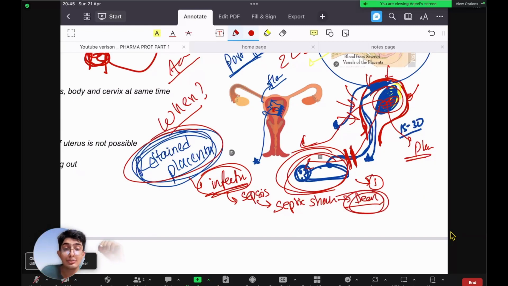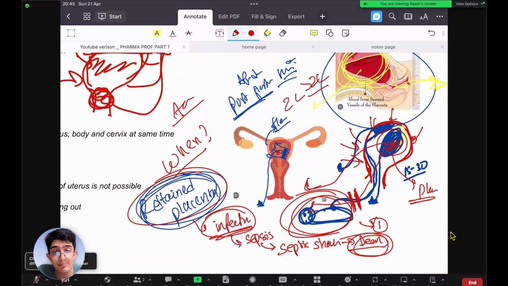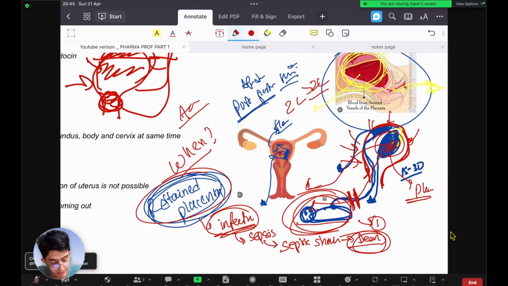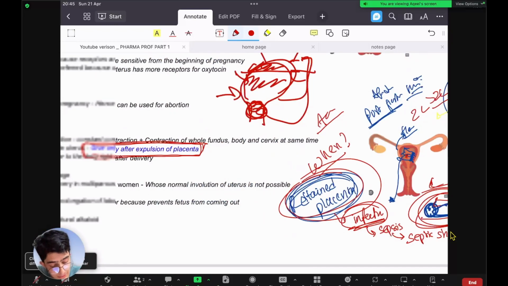So you should always remember that you should only give ergometrine after the delivery of the placenta, so that you don't accidentally keep bits of the placenta, right? You have to wait until the baby is delivered, then wait for 15 to 20 minutes until the placenta is delivered, and only then do you give ergometrine to prevent this retained placenta problem. I hope that makes sense. Why do we give it after the expulsion of the placenta? That is also important to understand, right?